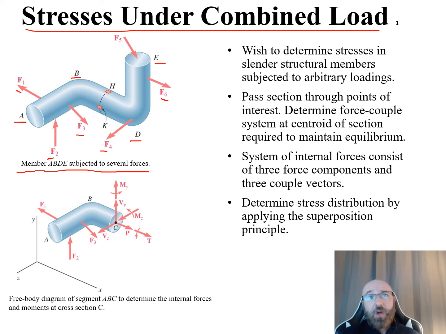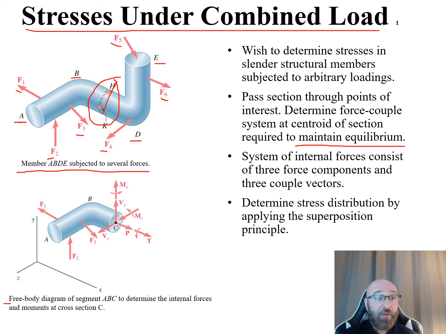With this, we're going to want to determine the stresses in our structural member that is subjected to these arbitrary loads. With these arbitrary loadings, what we want to do is pass a section through the points of interest. If this is our point of interest, we'll cut a section right here, going through where we labeled H and K for our elements. At this point, we're going to determine our force couple system at the centroid of the section required to maintain equilibrium. What this means is we're going to cut this right where our HK is.